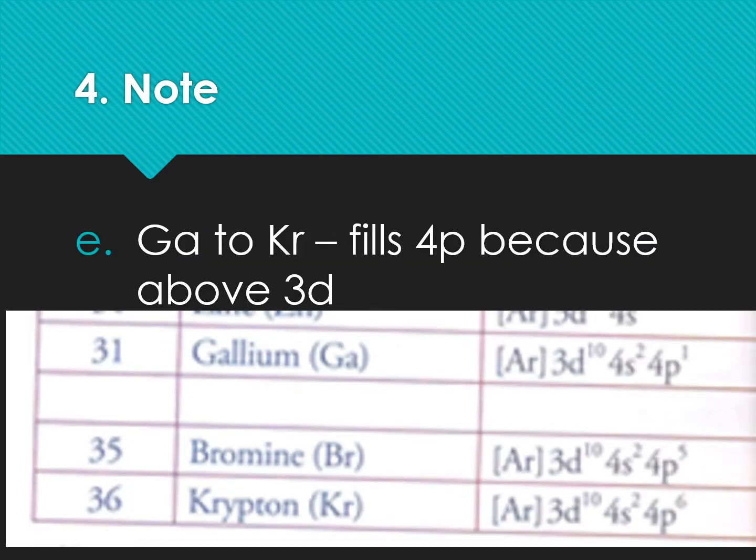But in most cases, the 4s gets filled and then the 3d, and then it goes to the 4p after that. You can see in gallium, which is after zinc, it goes to the p orbital because it's in the p block. Same with bromine and krypton.